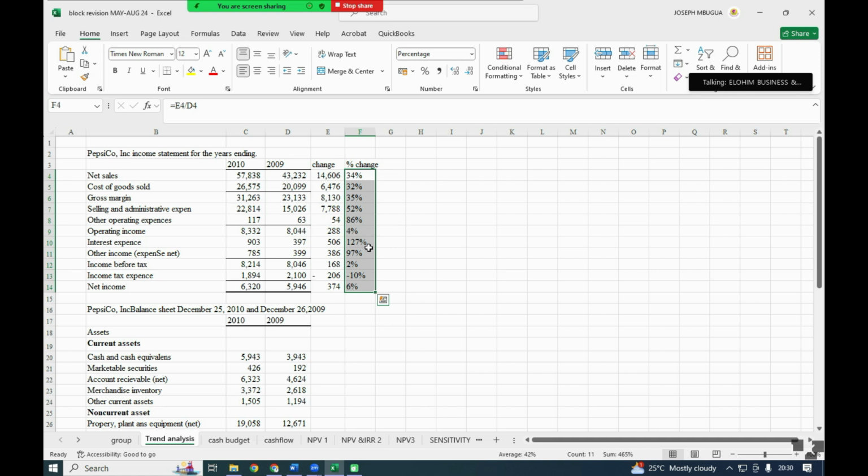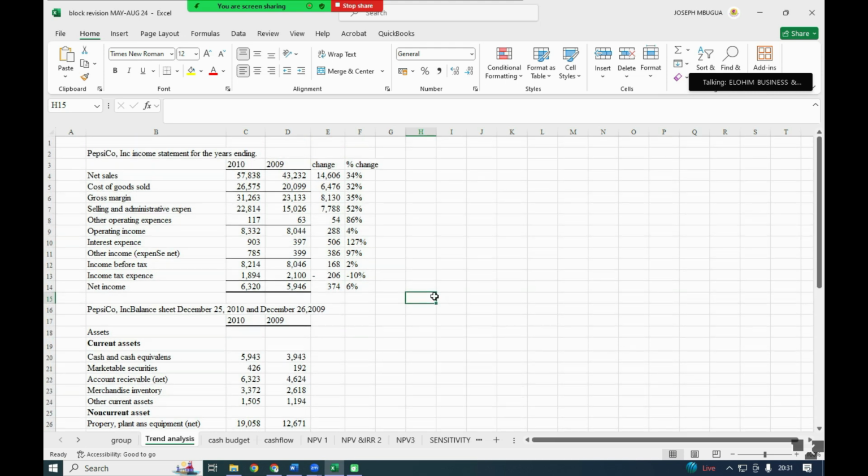So you can now see that particular variance, and you can advise the company accordingly. If you are the financial advisor, you can advise them on the actions to take in order either to improve profitability, reduce the expenses, or even increase the net sales, depending on the objective of the organization. So that is the trend analysis for the income statement.